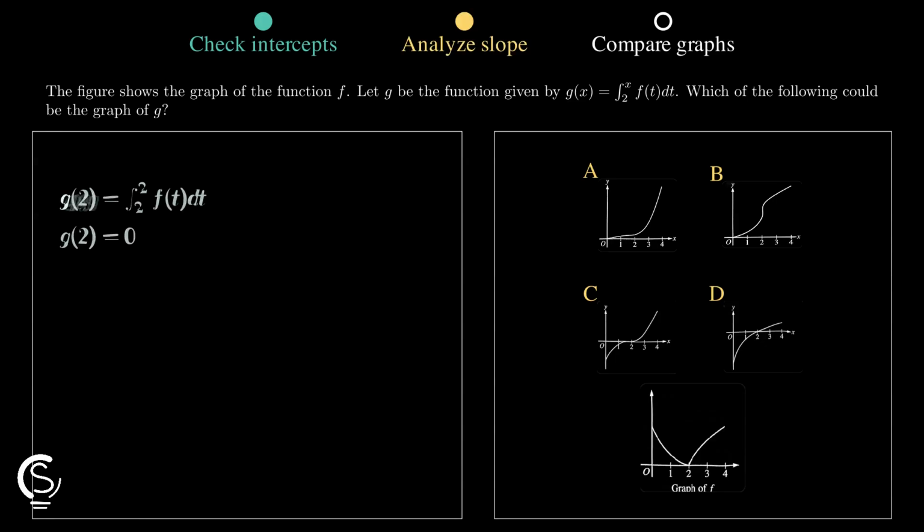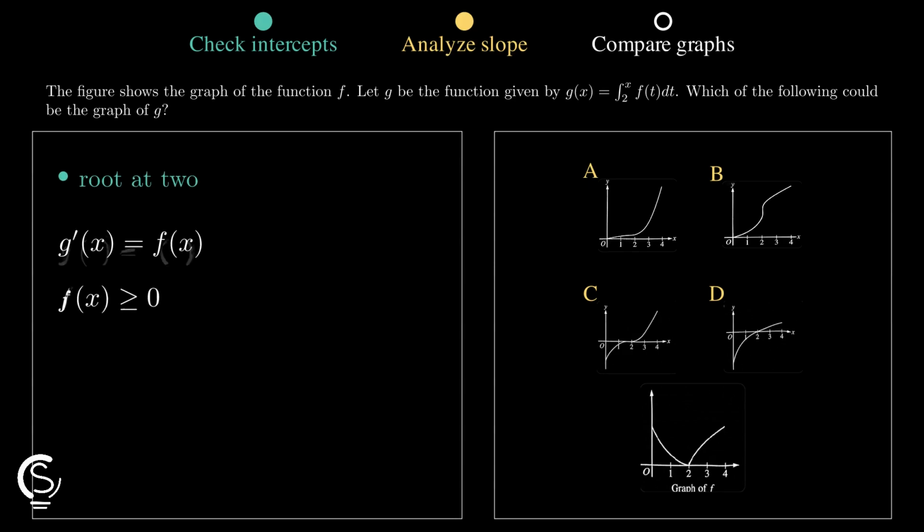By the fundamental theorem, the derivative of g is f. Because f is always non-negative, g must be non-decreasing everywhere. This is the key to narrowing down our choices.